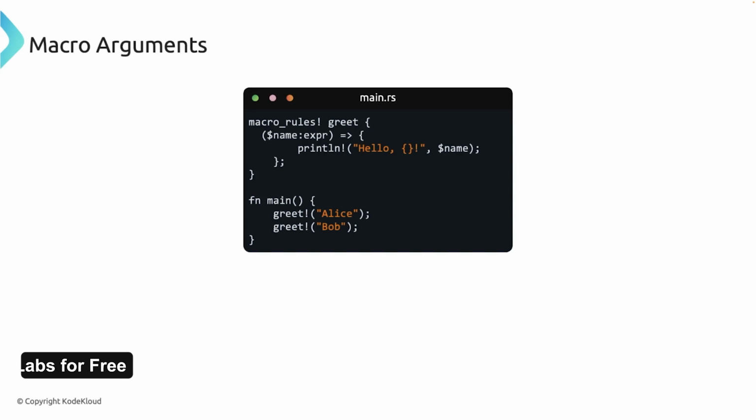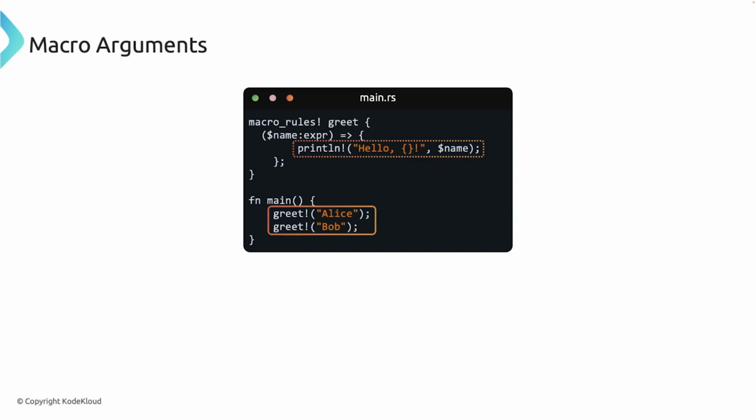Let's modify the greet macro to accept a name as an argument. The $name:expr statement over here is the pattern that the macro matches when it is invoked. Here, name is a placeholder for the input that the macro expects, and expr means that the input must be a Rust expression, such as a variable, a literal, or a more complex expression. The expr is a type of fragment specifier that tells the macro what kind of input it will receive.